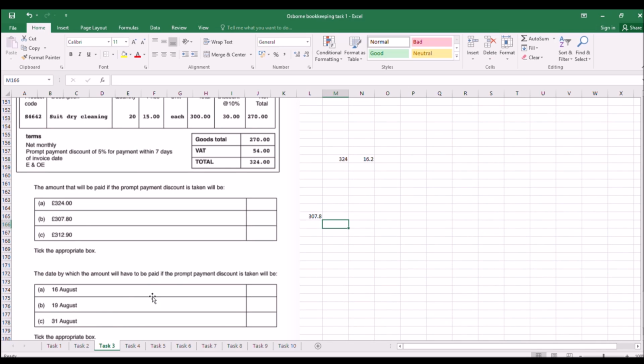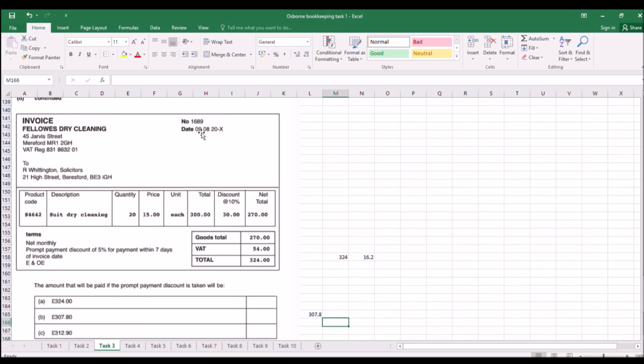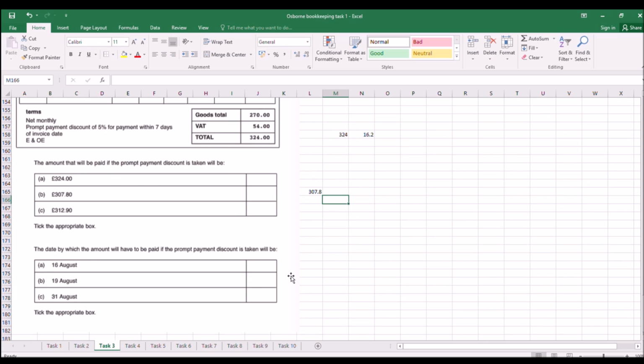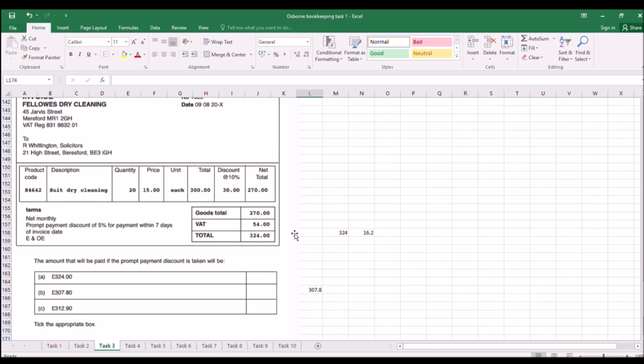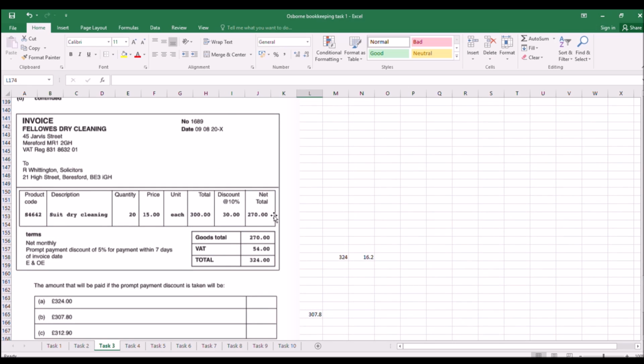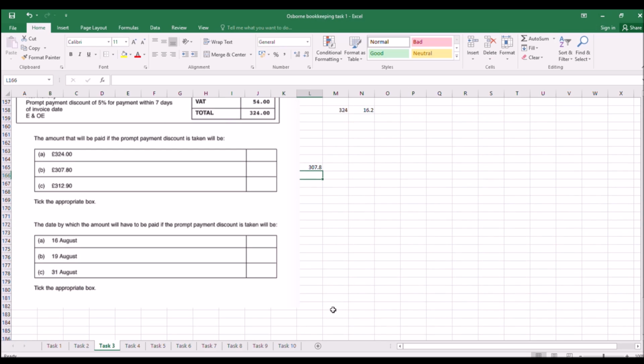And when's it going to have to be paid? Well, it's going to be that plus 7 days, so that will be the 16th of August, because we got the invoice on the 9th of August, so it'll be the 16th of August. So that's task 3 done.